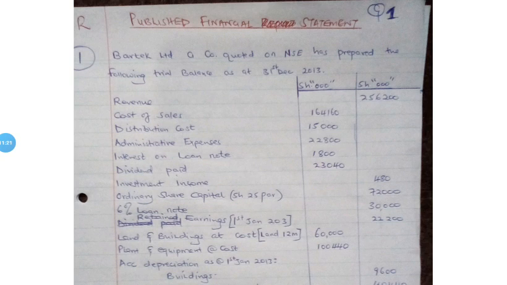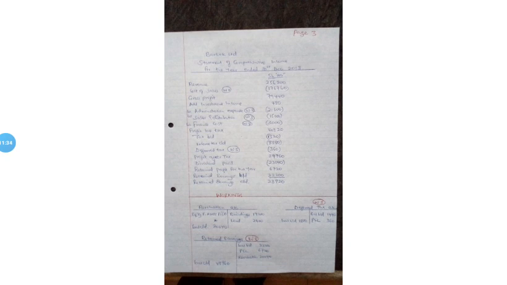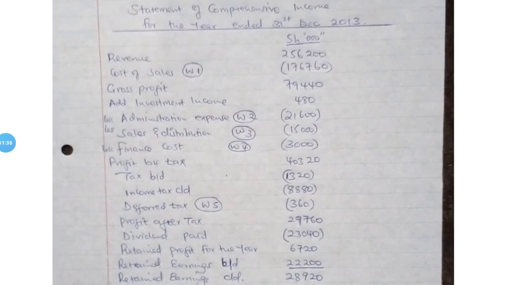So this one, you write revenue. Our revenue is 164,160.